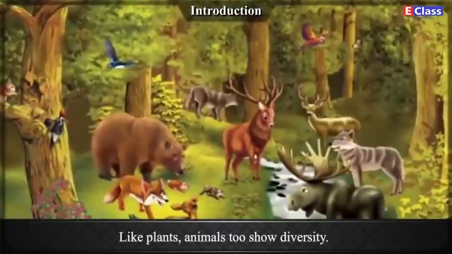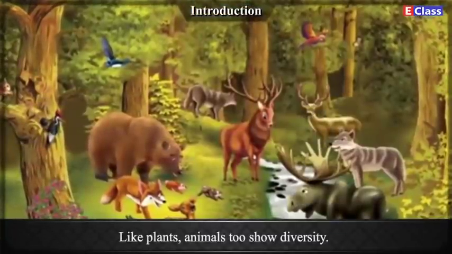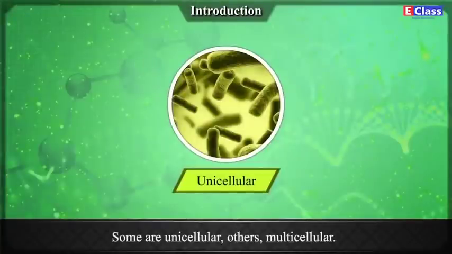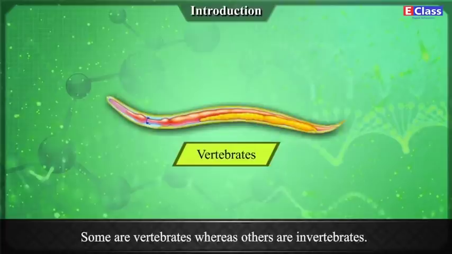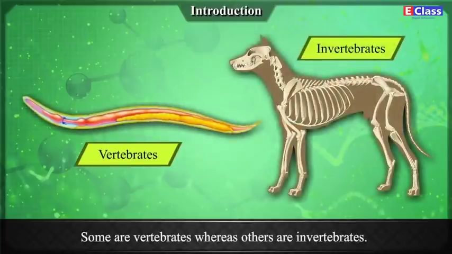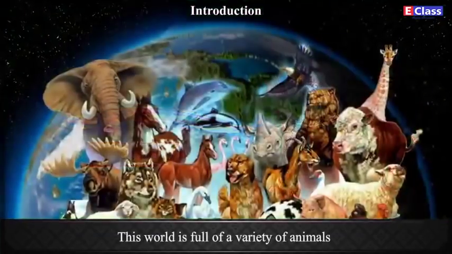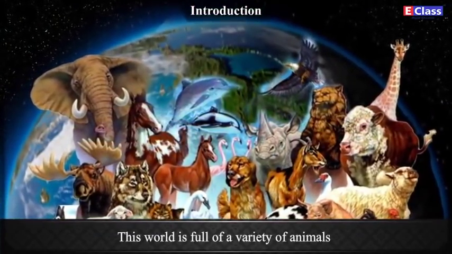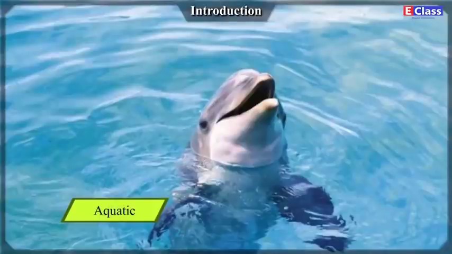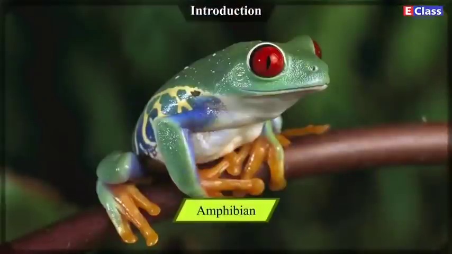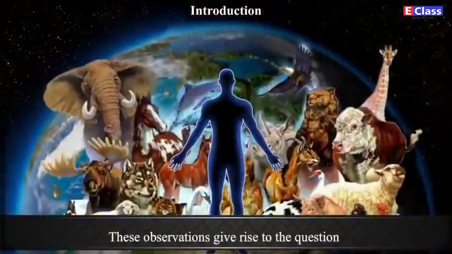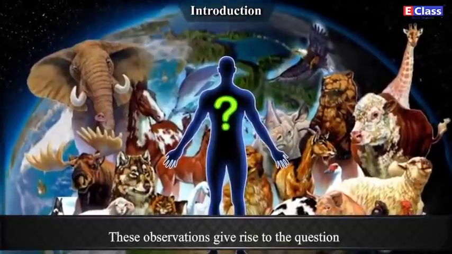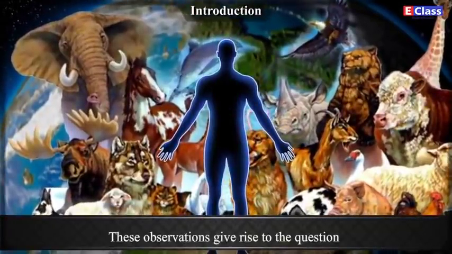Like plants, animals too show diversity. Some are unicellular, others multicellular. Some are vertebrates, whereas others are invertebrates. This world is full of a variety of animals: aquatic, terrestrial, amphibian, reptilian, aerial, etc. These observations give rise to the question, how did this great diversity come into being?